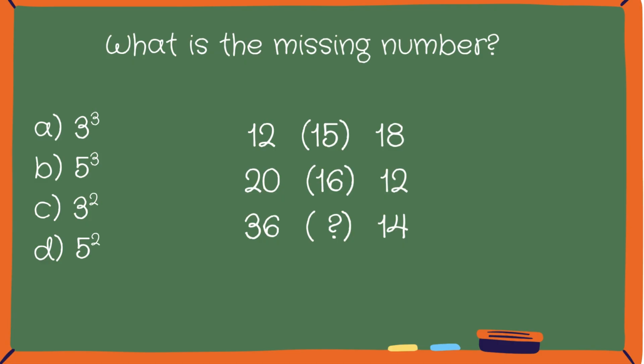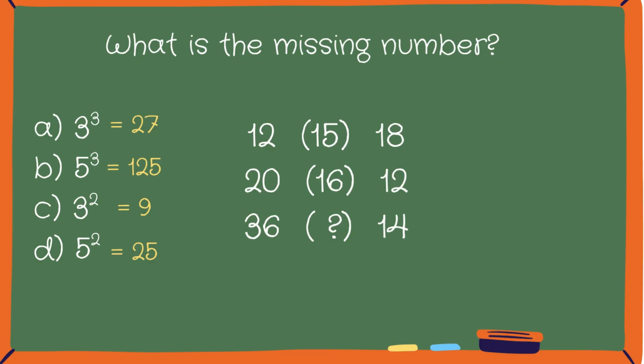And in the third, looking at the alternatives, I realize that the alternatives are not put directly. Look, 3 cubed. You know that 3 cubed is 27. Very good. 5 cubed is 125. Then we have 3 squared, which is 9, and 5 squared, which is 25. So alternative A is 27, B is 125, C 9, and D 25.